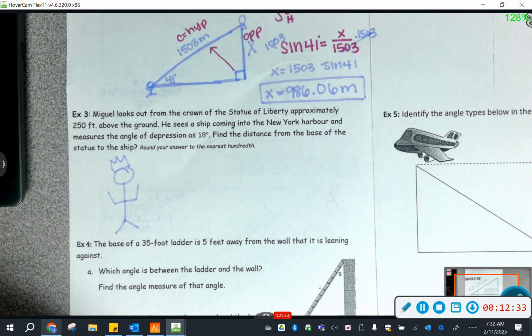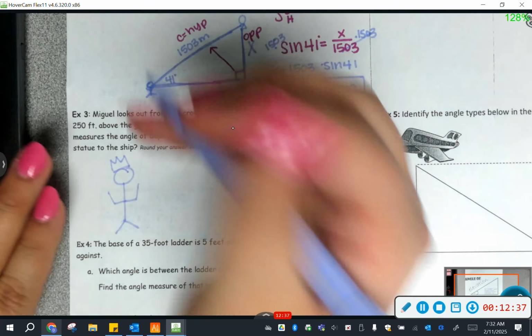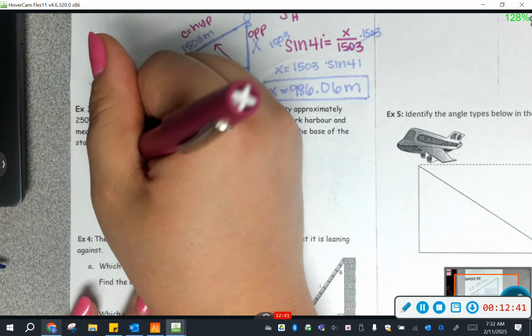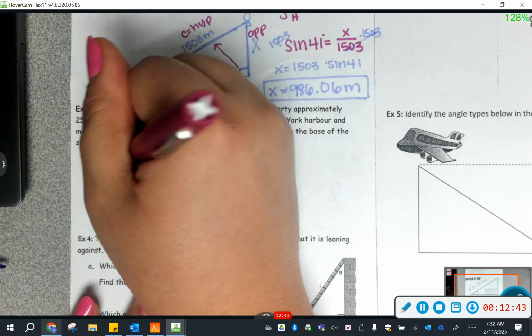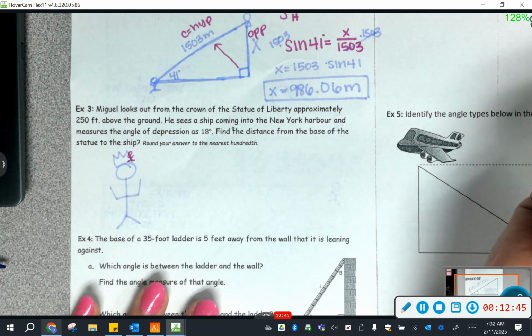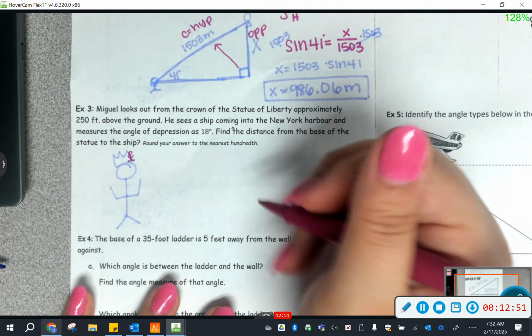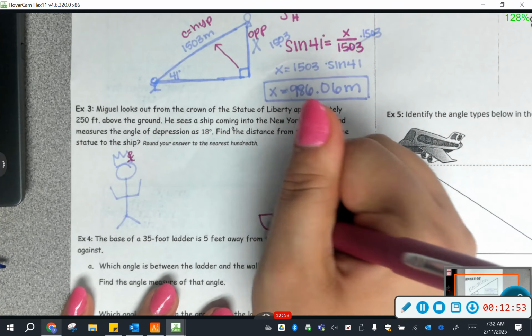And so he's at the crown of the Statue of Liberty, approximately 250 feet above ground. So here's Miguel. He's way up here in the crown. You can walk up there, by the way. Has anybody ever been up the Statue of Liberty? No. I have not either. Me neither. Okay. He sees a ship coming into the New York harbor. So here's my amazing ship.